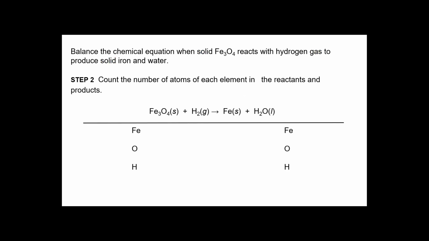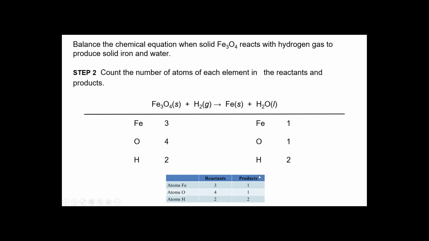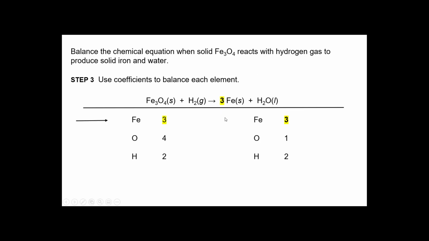So I do my tally, I set it up, I have my iron, my oxygen, and my hydrogen, and I do the same, so my eyes can easily tell if something's not matching. And we plug it in. So I have 3, I have 4, I have 2, I have 1, I have 1, and we have 2. Okay, this is simply what the same box is telling you down below. I need to fix this.